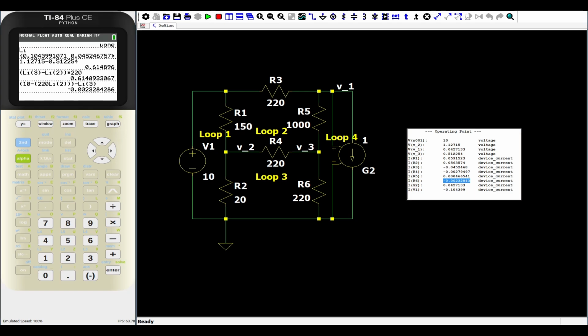So there we go. Now we know how to find the current through any resistor in the circuit, as well as voltage drops across any resistor in the circuit using mesh analysis.